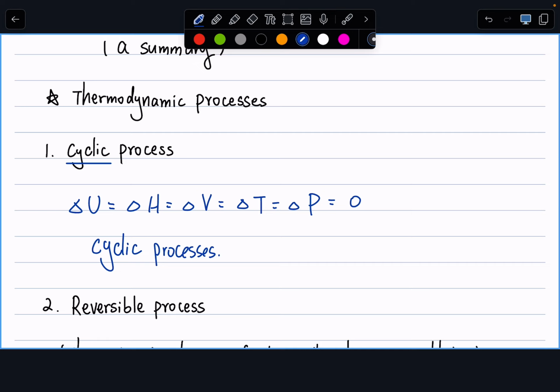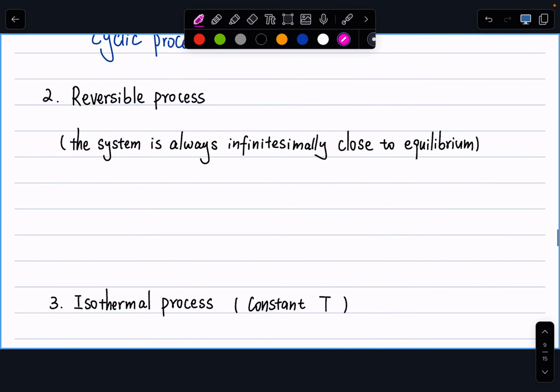All right. The other way to put this question is, let's say we give you a new function, some random function, let's say smiley face. And we say this delta smiley face always equals 0 for a cyclic process. Can you tell me something about the smiley face? Right, so it must be a state function. So that's the first one.